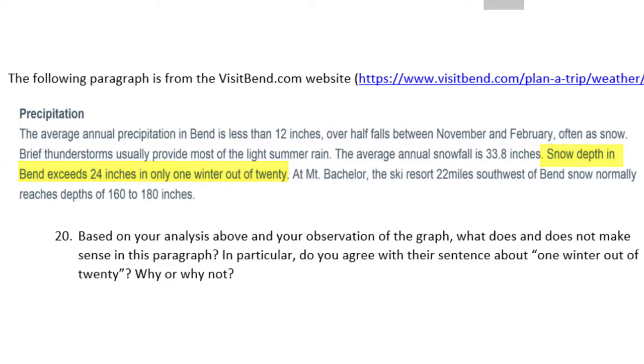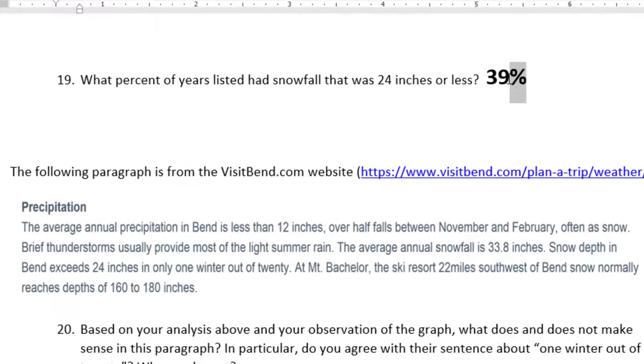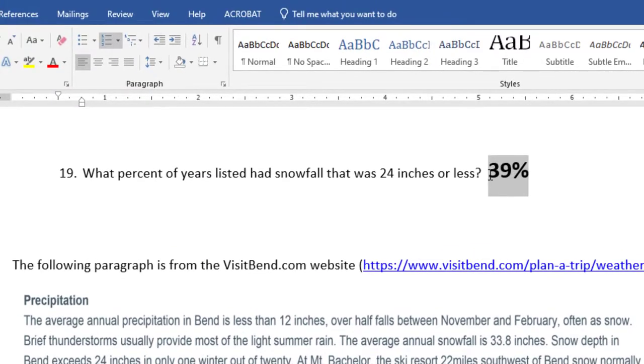Okay, so let's look at this. Based on your analysis above and your observation of the graph, what does and does not make sense in this paragraph? In particular, do you agree with their sentence about one winter out of 20? Well, you know what? I don't. Because check it out. It says snow depth in Bend exceeds 24 inches in only one winter out of 20. Well, we just showed that 40% roughly of Bend winters historically have had 2 feet or less of snow.